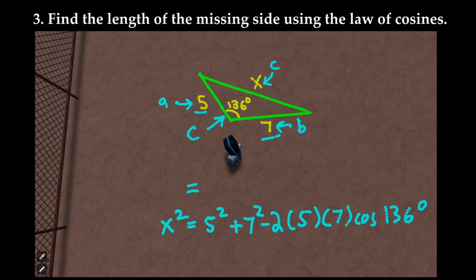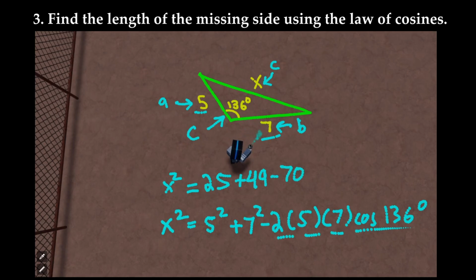So let me just rewrite x squared. And then 5 squared is 25. 7 squared is 49. And then minus 2 times 5 times 7 is 70. And then cosine of 136 is equal to negative 0.719. Don't be intimidated by the fact that this cosine is negative. Cosine can be negative.